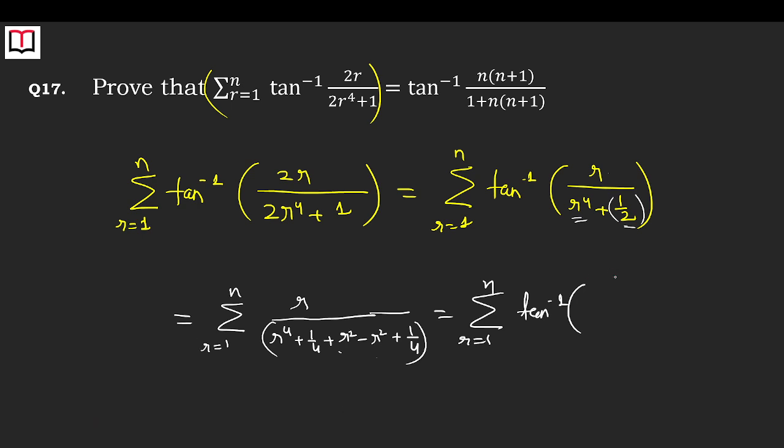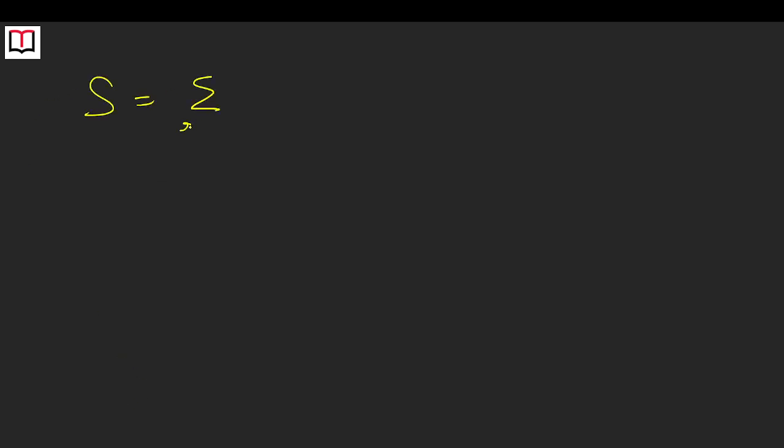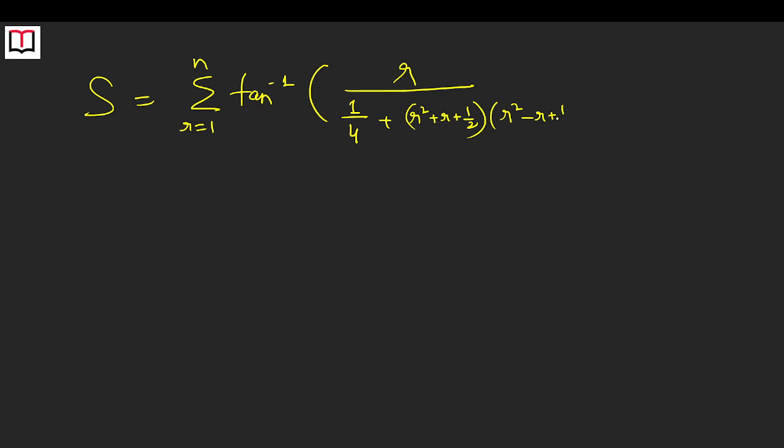Okay, so it will be R upon 1/4 plus R square, plus half whole square minus R square. So what can we write for this is, S is summation R goes from 1 to whatever, tan inverse of R over... see, we still don't have 1 here, but I'm just keeping my focus here. So (R square plus R plus half)(R square minus R plus half).